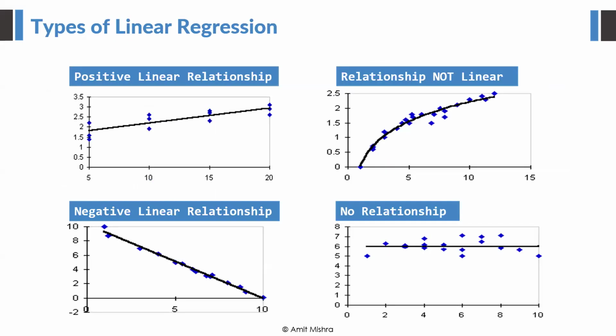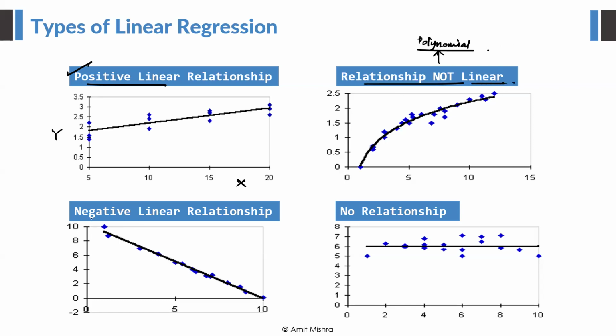Now there are four types of relationships possible. Between x and y, where x is your input and y is your dependent variable, there could be a positive linear relationship. Next is where the relationship is not linear. If it is not linear, then the linear regression model will fail to explain it. Then you use polynomial regression here. So the relationship will be not linear.